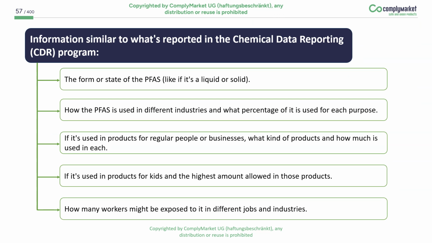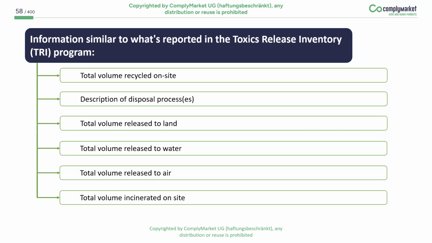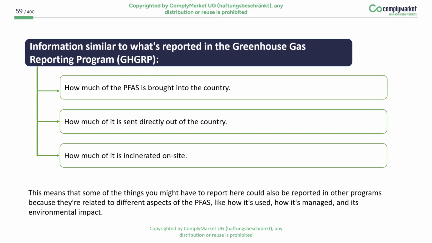Under the CDR program, you have already reported the form or state of PFAS and how it is used, whether by regular people, a business or kids, and how many workers. Under the TRI, you probably reported total volume, description of disposal, total volume released to water, total volume released to air, and the volume incinerated on site. You have already reported that, you don't need to do it again. That's not expected for importers of articles. Under the Greenhouse Gas Reporting Program, how much PFAS is brought into the country, sent directly out of the country, and incinerated on site.